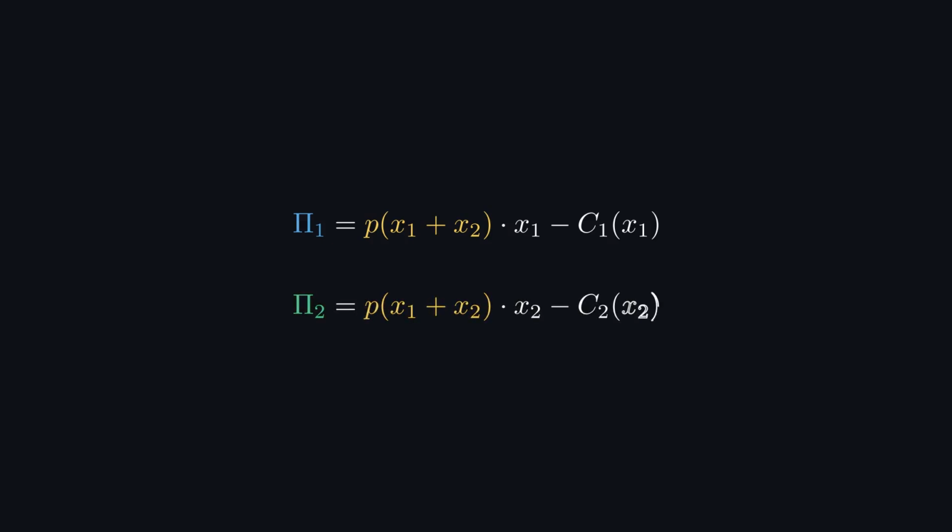Two profit equations. But look, they're tangled together. The price term is the same in both, and it depends on what they both do. And now firm one has a problem. It wants to maximize its own profit, but it doesn't fully control the situation. Its profit leans on X2, whatever the rival decides to make. So, how does it even choose?